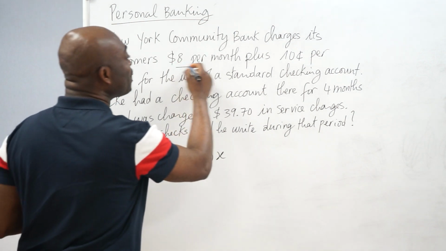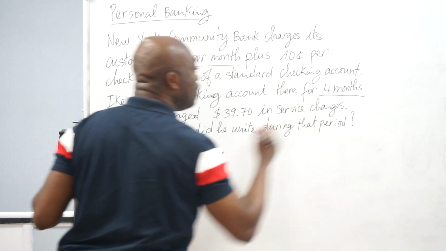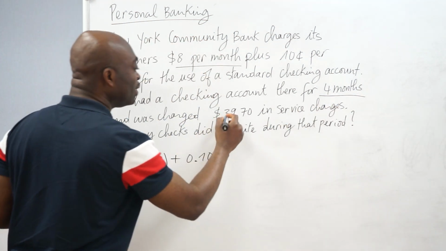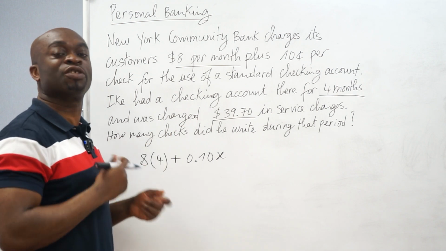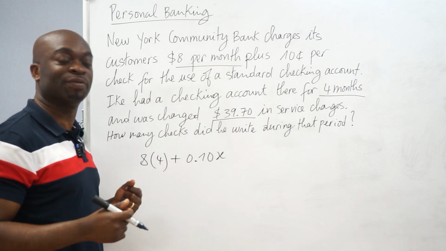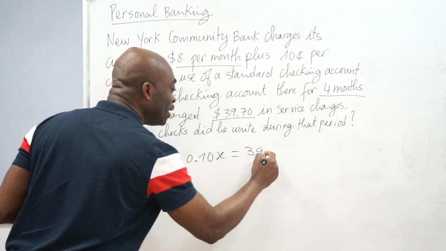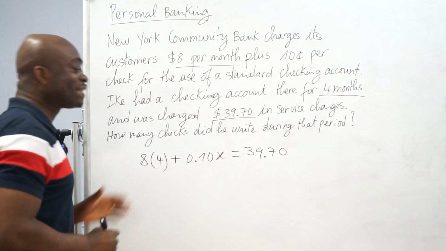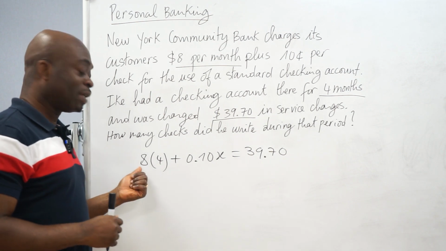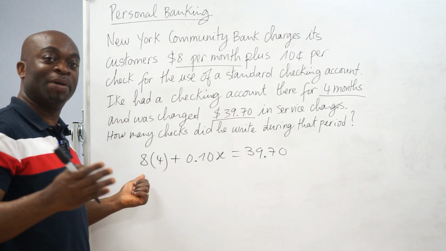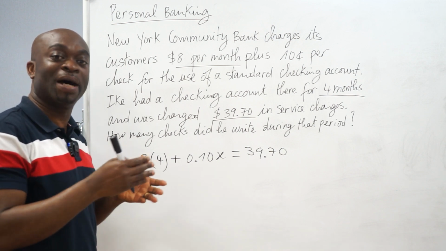So we had $8 per month, 4 months there for his account. He paid $39.70. So something that you can always do as well is to highlight whatever information that you have. Okay? And then that is equal to $39.70. So this is how you establish the equation. Okay? By going again, it's $8 per month, and then how many months was Ike there? 4 months. So that's why we multiply 8 by 4.